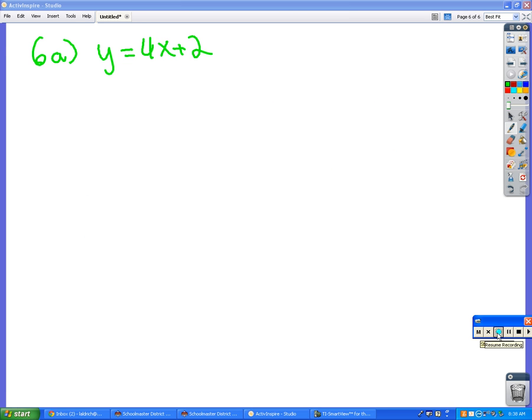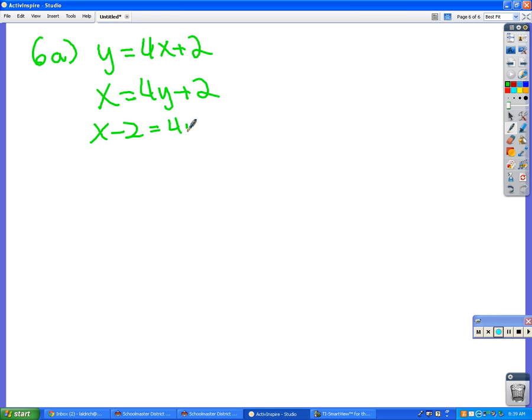Okay, number 6 is about inverses. So to start with, you switch the x and the y, and then you just solve for y. And the first one is easy. How do I solve for y, Becca? Subtract 2, so that gives me x minus 2 equals 4y. And then divide both sides by 4. So y equals x minus 2 divided by 4.